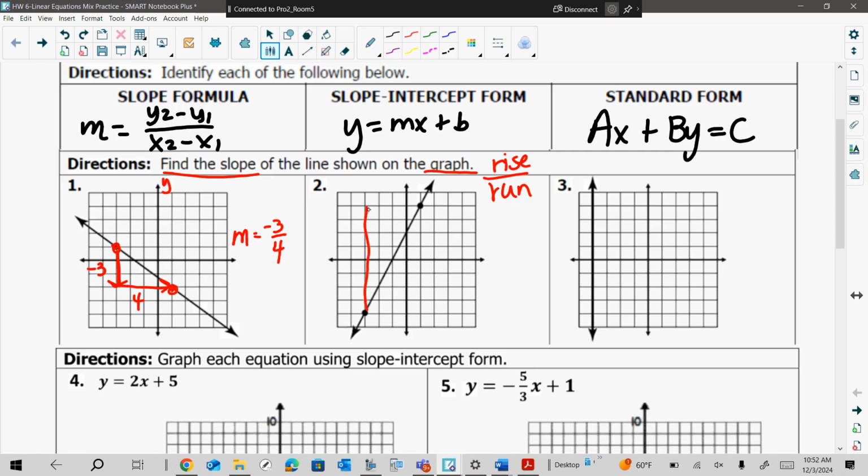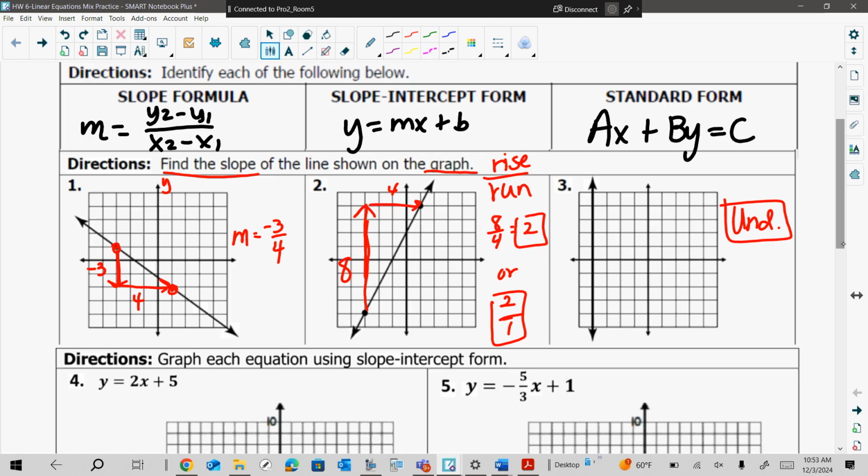Correct. And then I got undefined. 8 over 4 reduces to just 2, or you can tell me 2 over 1. I would accept both answers. And then number 3, you should be able to just look at it and answer. Undefined. Yes, undefined. It's a vertical line.